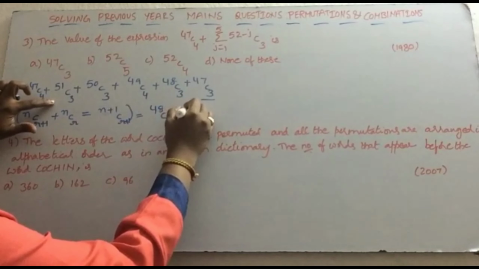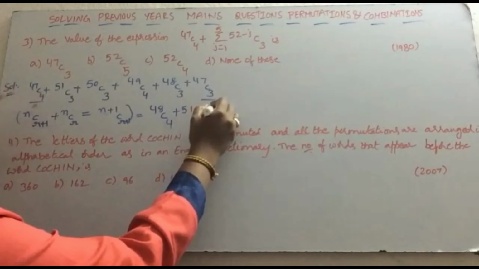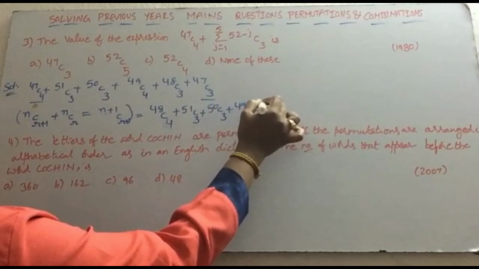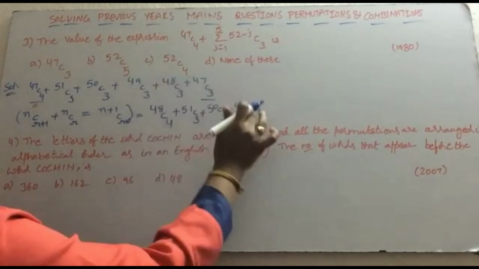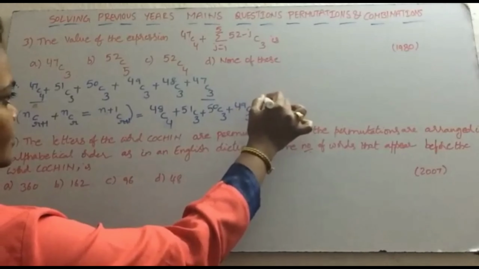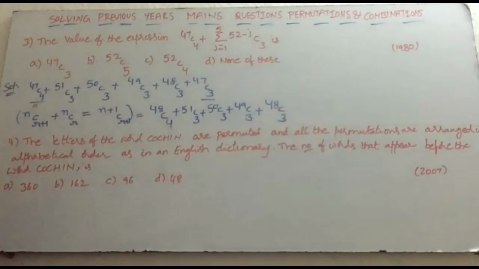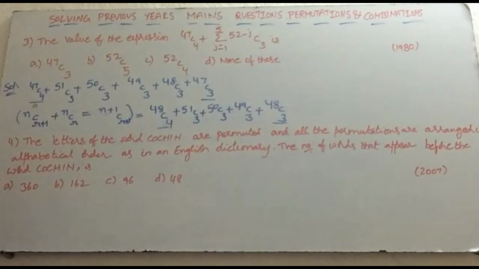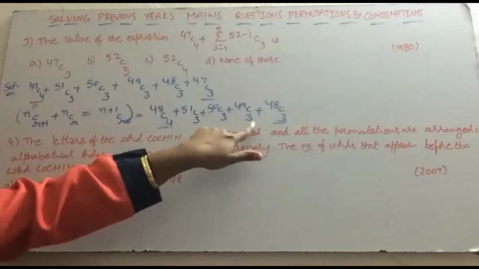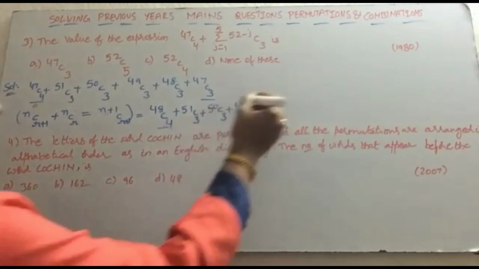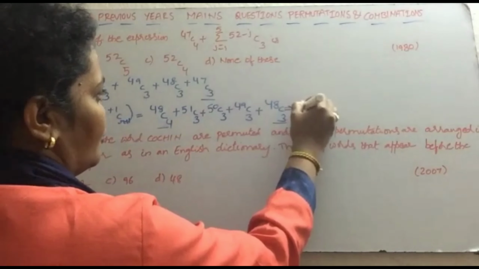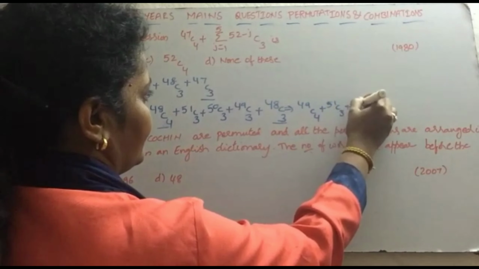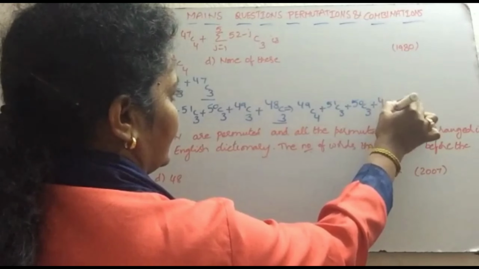48C4 plus 51C3 plus 50C3 plus 49C4 plus 49C3 plus 48C3. For these two, we will write 49C4. So that implies 49C4 plus 51C3 plus 50C3 plus 49C3.